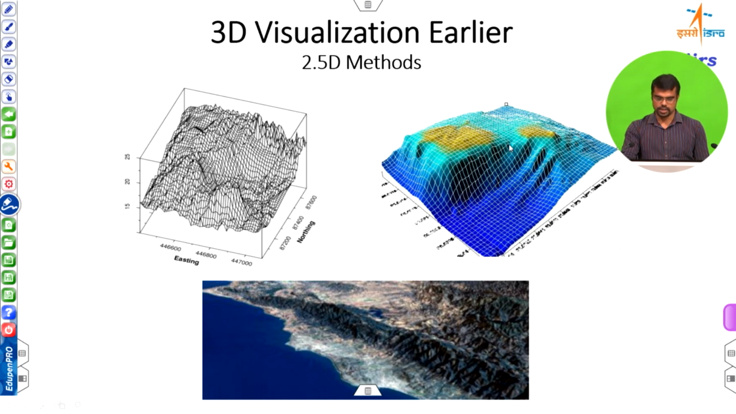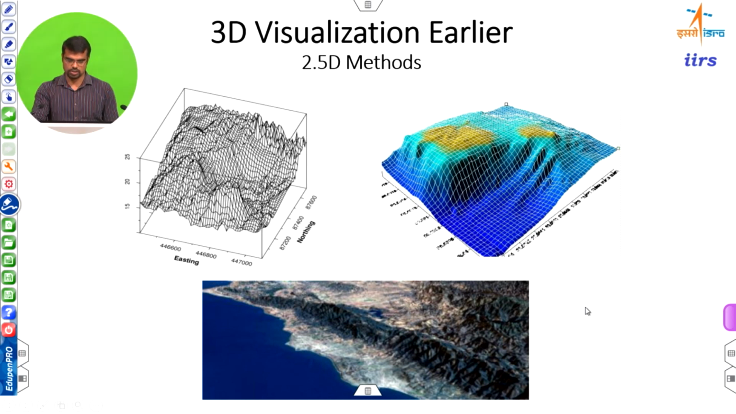This was later extended to using DEM wrapping. So people started getting different DEM data sets that used to get wrapped with different WMS layers to give a realistic visualization tool. So that was actually the beginning of 3D visualization data sets in the computer domain.